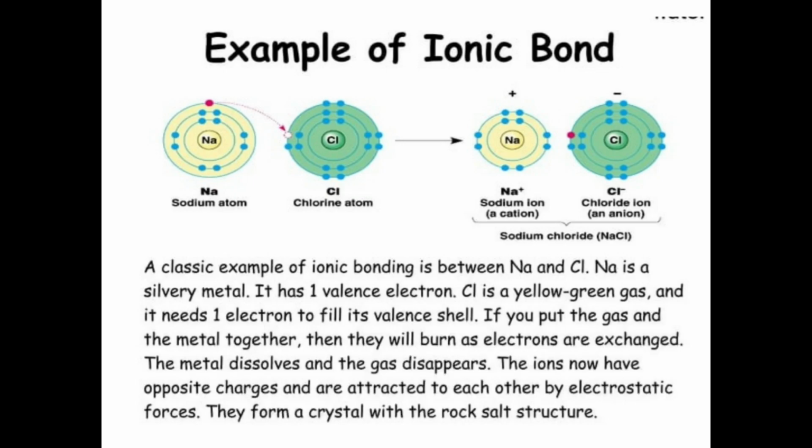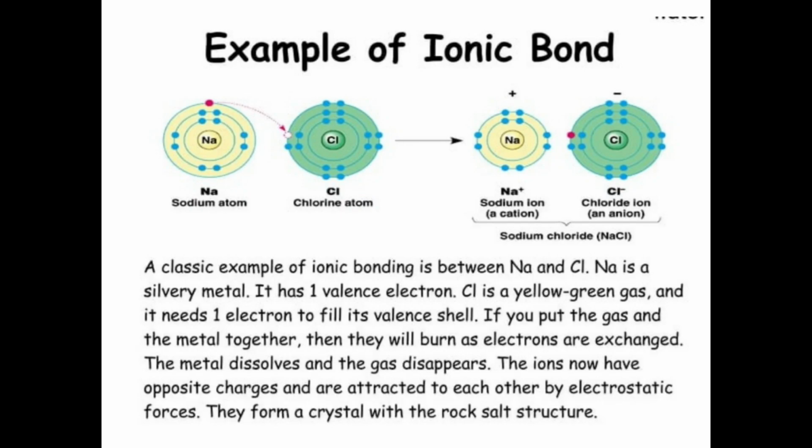Chlorine, the atomic number of chlorine is 17. It has 7 electrons in its valence shell: 2 electrons in its first shell, 8 electrons in its second shell, and 7 electrons in its third shell. Now, due to the presence of 1 electron in its outermost orbit, sodium donates its 1 electron to chlorine. By donating 1 electron, sodium acquires a 1 plus charge, and by gaining 1 electron, the chlorine atom acquires a 1 negative charge.